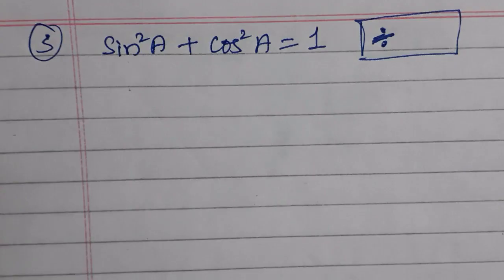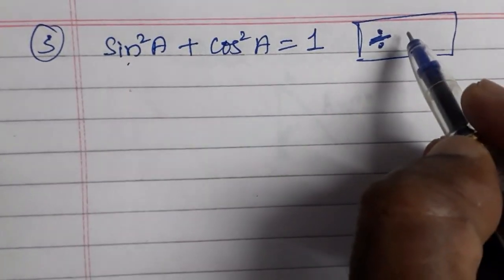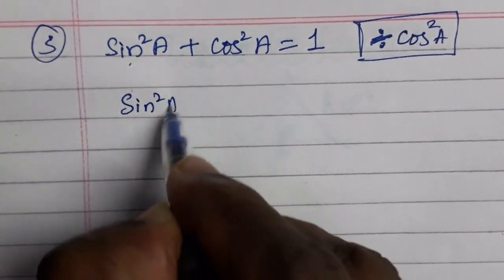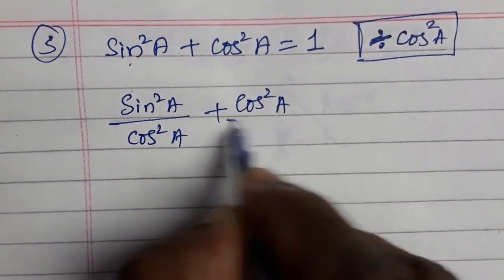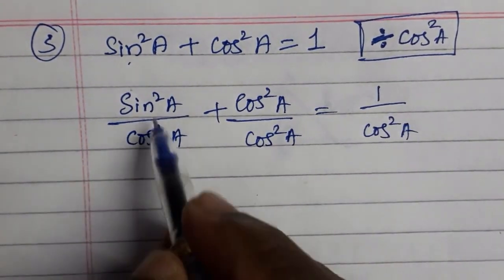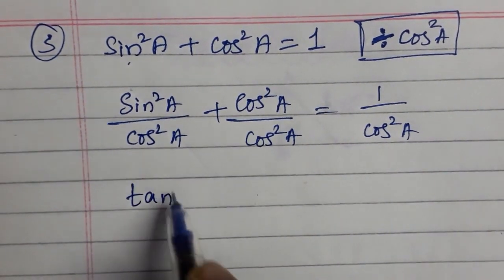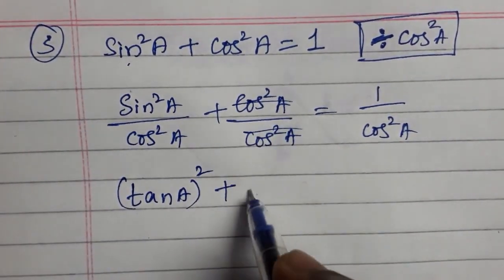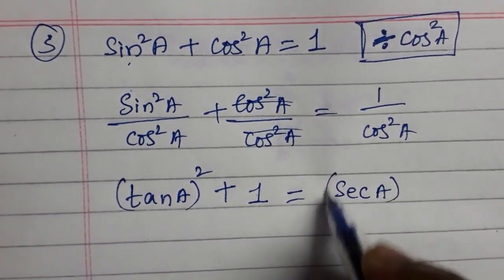We will obtain the third identity using the basic identity sin square A plus cos square A is equal to 1. You divide this entire equation by cos square A. So what I will get? Sin square A by cos square A plus cos square A by cos square A is equal to 1 by cos square A. We know sin by cos is tan. So therefore sin square by cos square will become tan A the whole square, plus cos and cos is divided, so you will get 1, is equal to, I know 1 by cos is equal to secant. So this will become secant A the whole square.